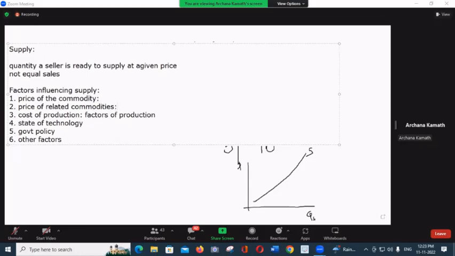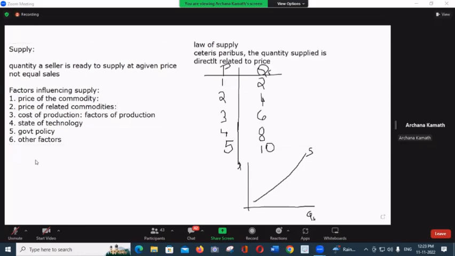Okay, price of related commodity, here we'll detail it. Price of related commodity is when you are having substitute and complementary goods. Price of related goods: substitute. It was positively related for demand, here it is negatively related. Complementary goods, it is positively related.